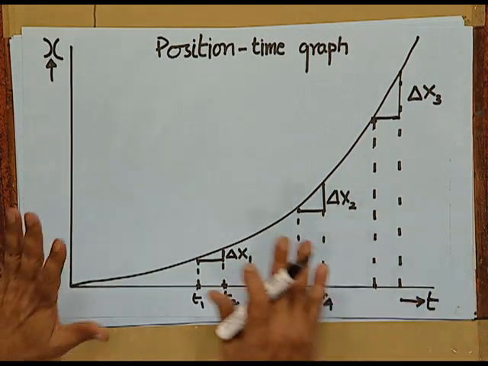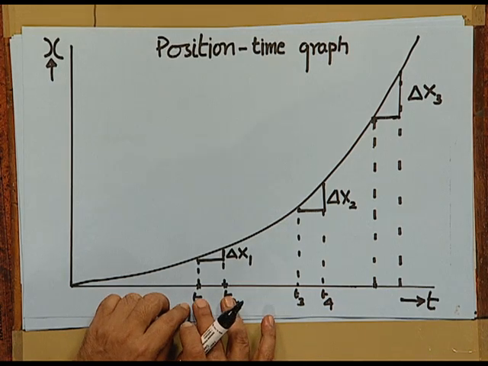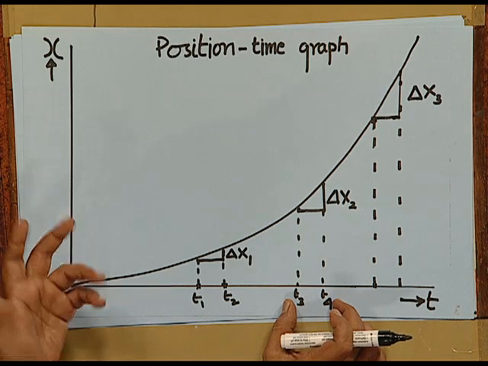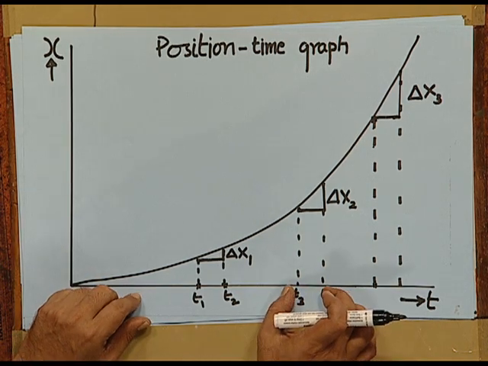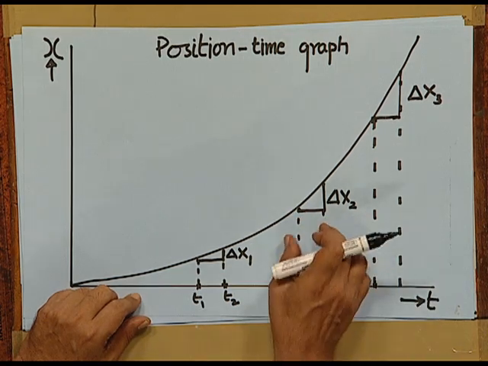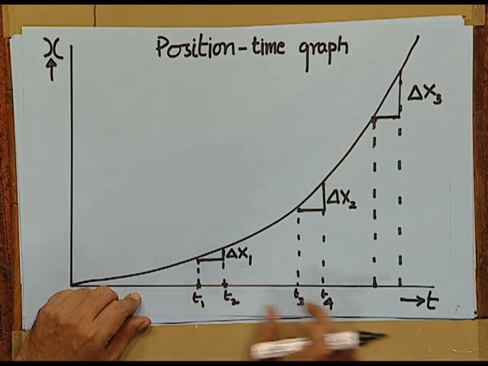Here I am not given the positions, but I have indicated certain time intervals, which are t1, t2. The time interval is the same. Again, t3 and t4 are two different timings, but the time interval t3 t4 is the same as delta t here.